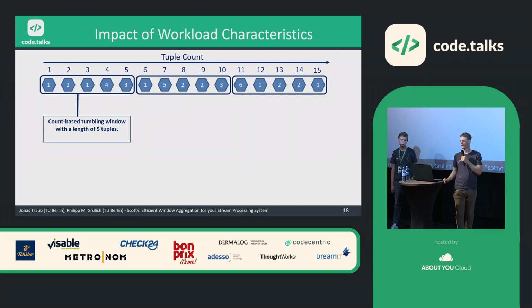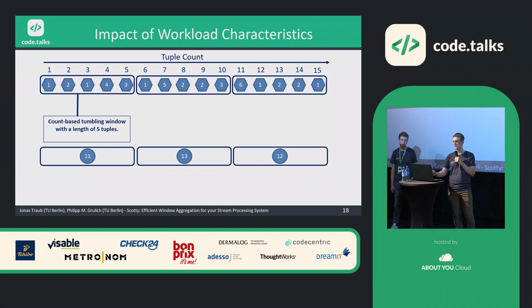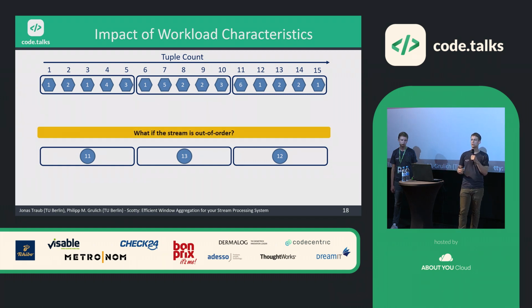So in the next step, we know that since we only have one query, the windows in this example are exactly the slices, so we can compute the partial aggregates, which are 11, 13, and 12, and this is basically how this is represented in slices. So now the first question would be, but what if this stream is out of order?